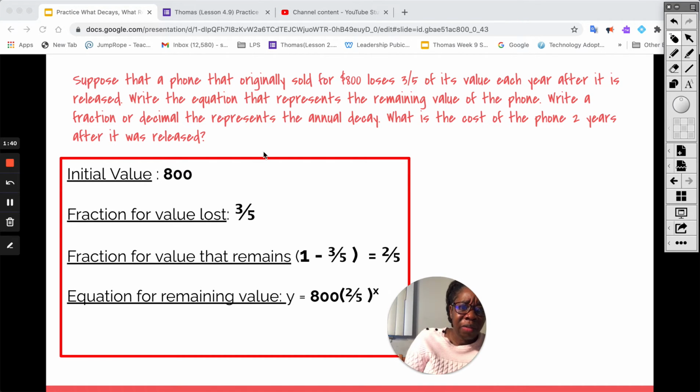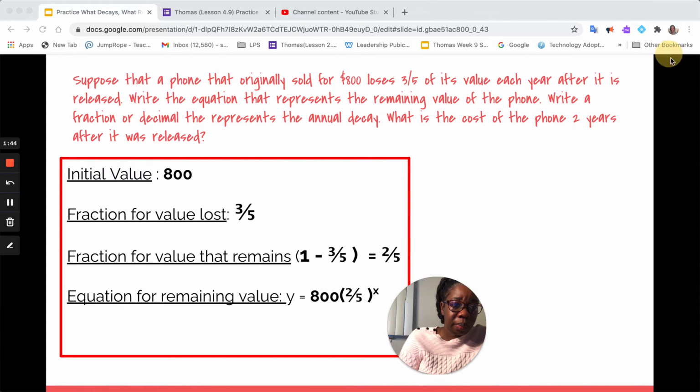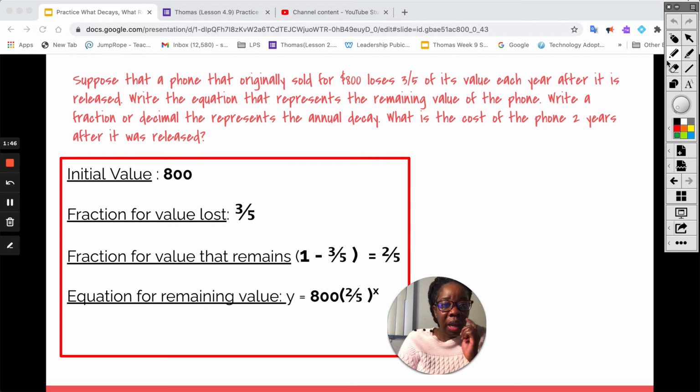And I know I haven't done this in the other explanations, but just for those of us who may be struggling, 1 is the same as 5/5. And if you're subtracting 3/5, that's how you end up getting 2/5, because this is one whole. All right. So we know that 2/5 remain.